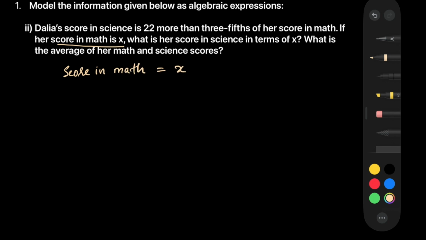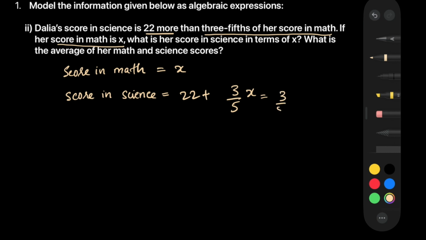And then we have that her score in science is 22 more than 3/5 of her score in maths. So that's 3 by 5 x, which we can rewrite as 3 by 5x plus 22. So we have the answer to what is her score in science in terms of x. That's 3 by 5x plus 22. Now, what is the average of her math and science scores?